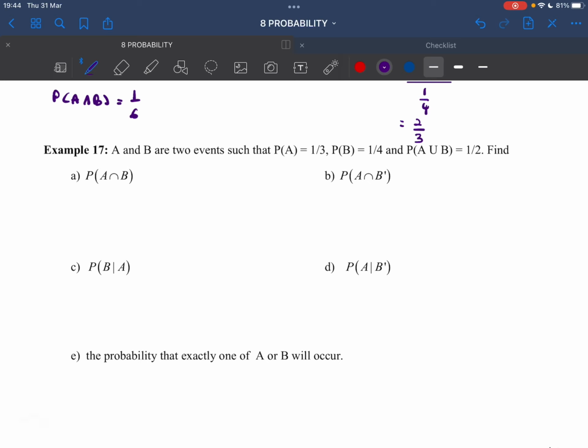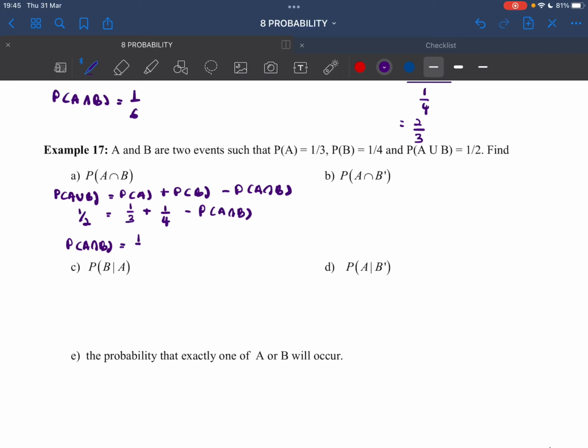We are given P(A), P(B) and P(A union B). We want to find P(A intersect B), the same thing as before. We only know the formula for P(A union B), which is P(A) plus P(B) minus P(A intersect B). So we just substitute what we have. 1 over 2 equals P(A) is 1 over 3, P(B) is 1 over 4, and this is what we want to find, P(A intersect B). So rearrange everything, you should get P(A intersect B) is equal to 1 over 12.